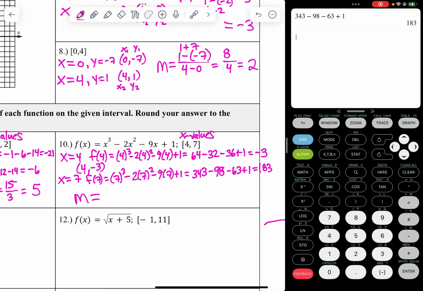So slope formula, change in y, so 183 minus the negative 3 divided by 7 minus 4. So that's really 186 divided by 3, and we'll get 62. 3 would go into 18 6 times, and then 3 into 6 2 times. So our average rate of change there would be 62.